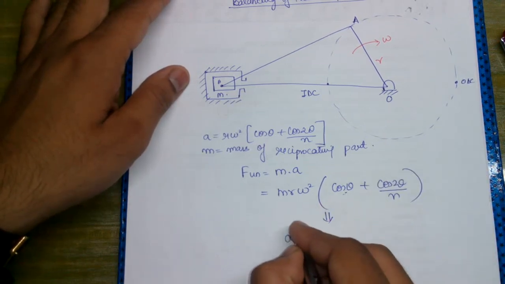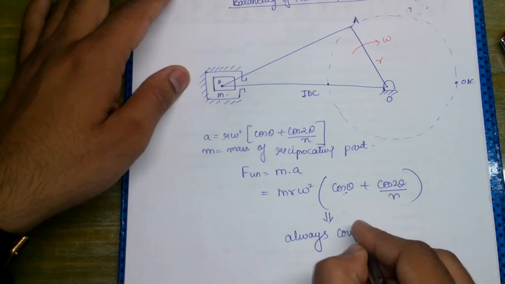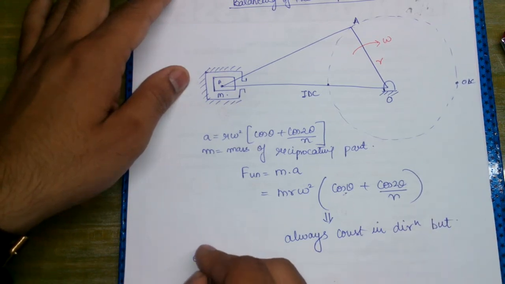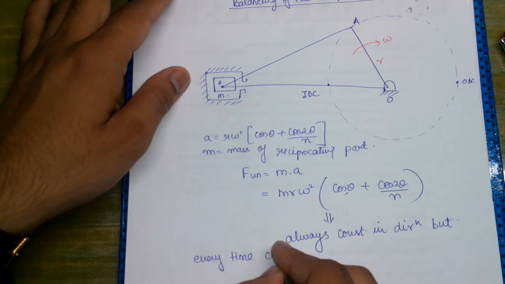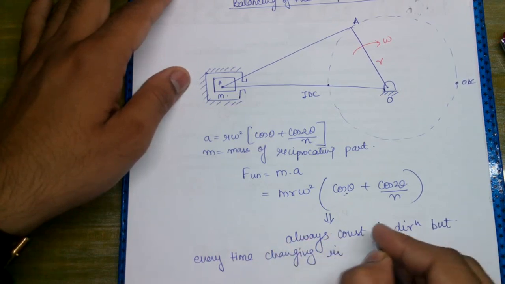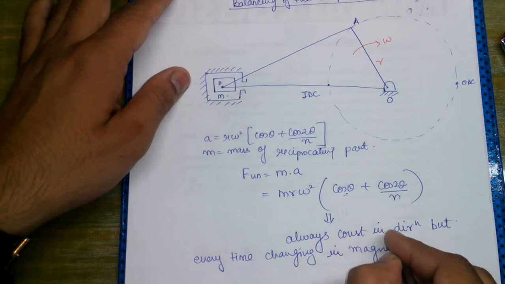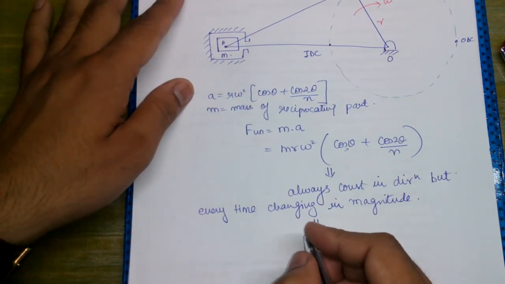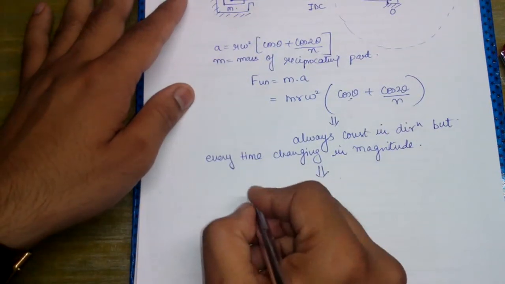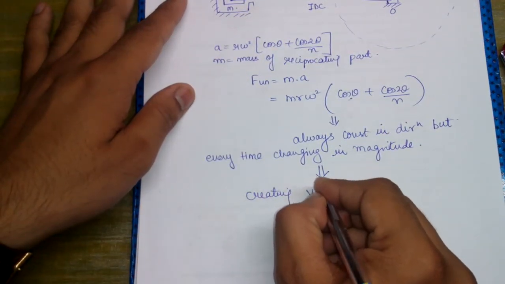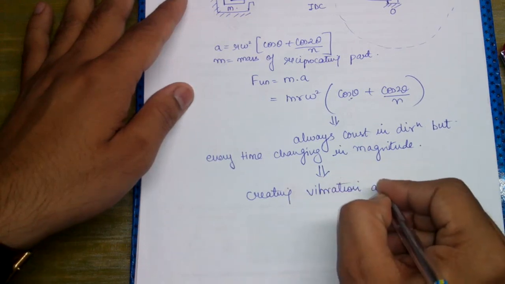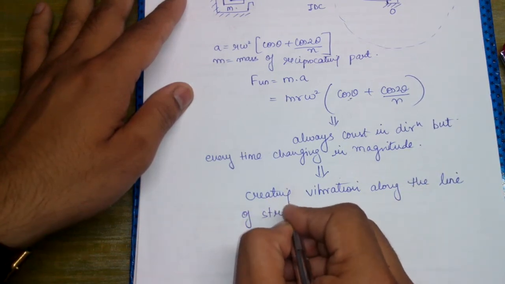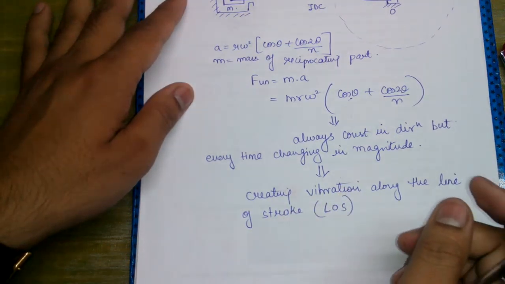So this is always constant in direction, but every time changing in magnitude, and this is creating vibration along the line of stroke, which I simply call LOS.